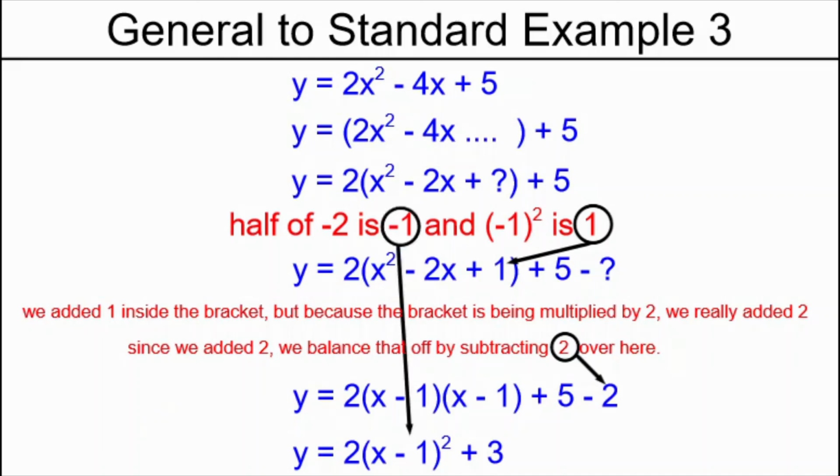Remember, there's a bit of a shortcut for figuring out the factors that you need over here. The minus 1 that we've calculated earlier is exactly the term that we need to put inside the bracket. We have now converted the most complicated type of general form quadratic equation into standard form.